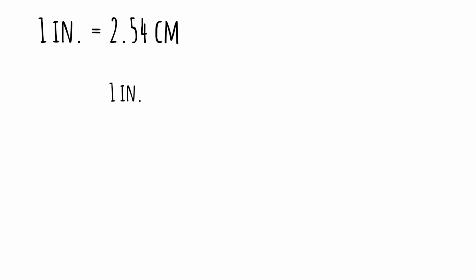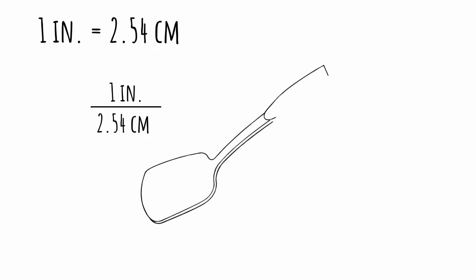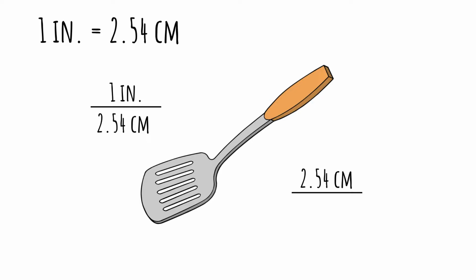To bridge the gap between metric and imperial, we use 1 inch is equal to 2.54 centimeters. When we use it in a calculation, we write it as a fraction, 1 inch over 2.54 centimeters, or we can flip it to 2.54 centimeters over 1 inch, depending on which unit of measure is required in the denominator.